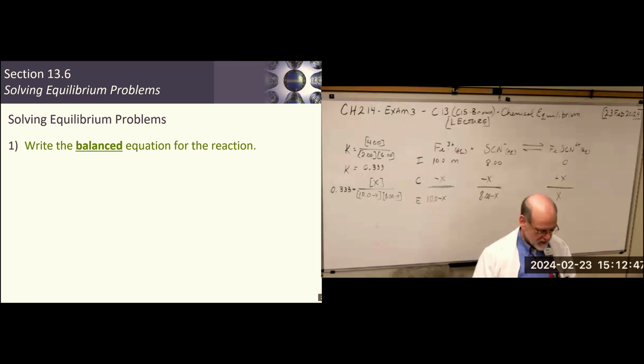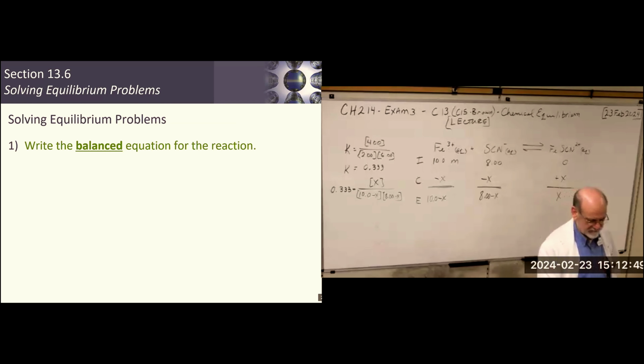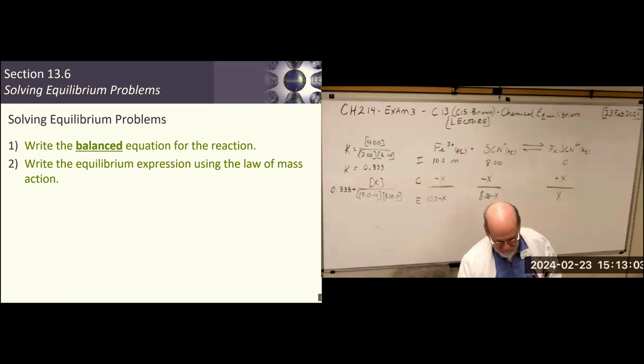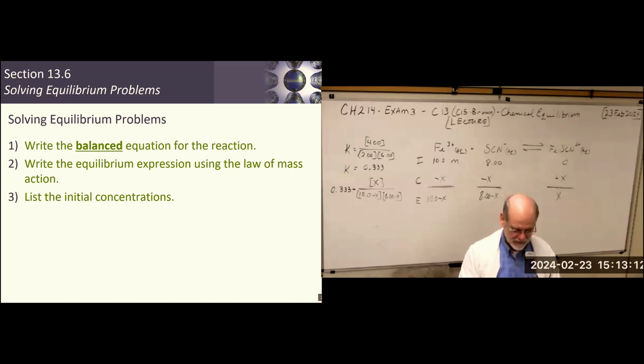All right. You always have to have a balanced equation. That's the same for this approach, for stoichiometry, for anything. The balanced equation tells you what's happening at the molecular level. Then you write the equilibrium expression using the law of mass action. That's fairly simple. Once you have the balanced equation, it's easy.